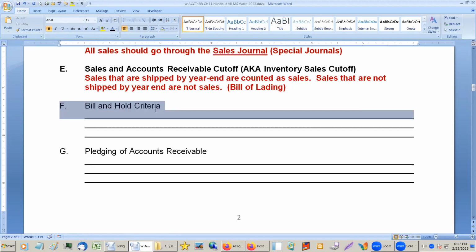Bill and hold. These are generally no-nos. It actually has quite a bit of criteria, but basically.